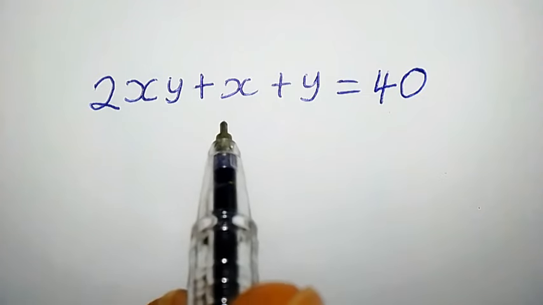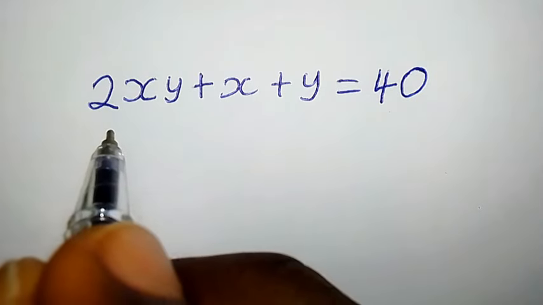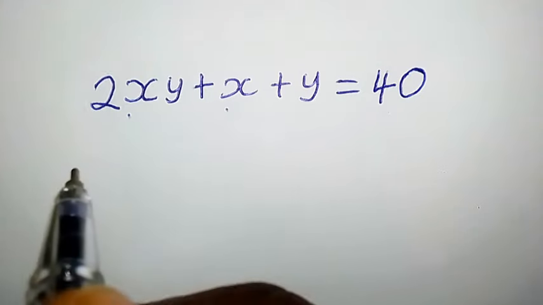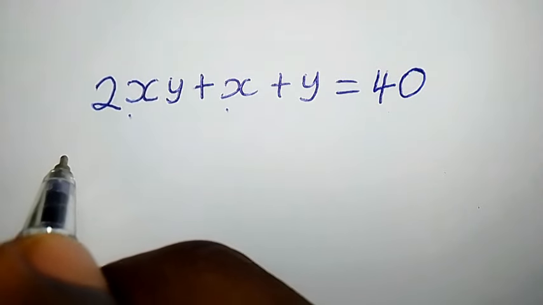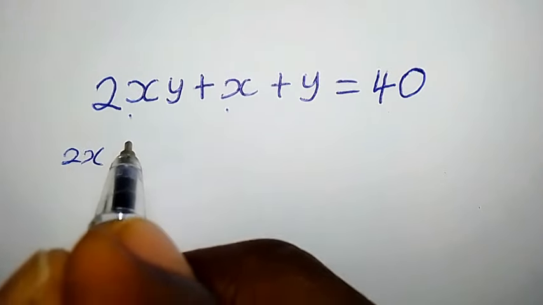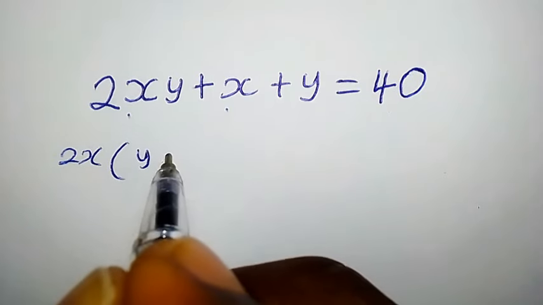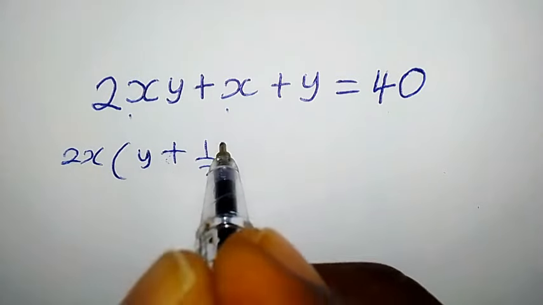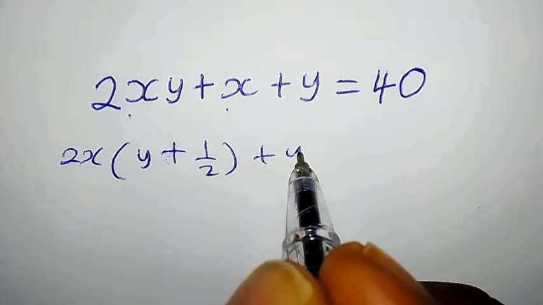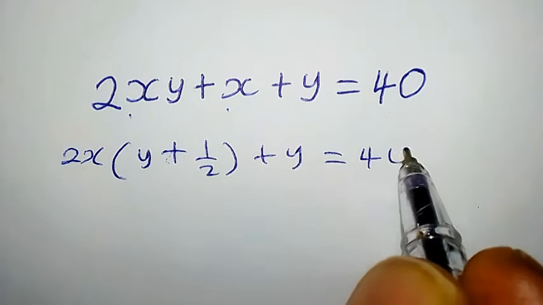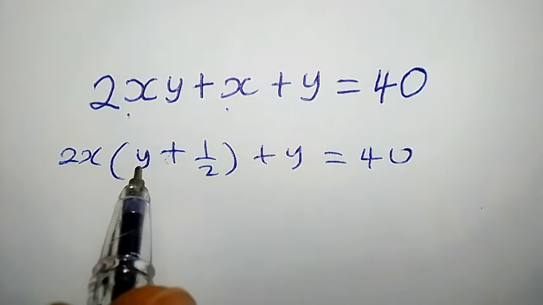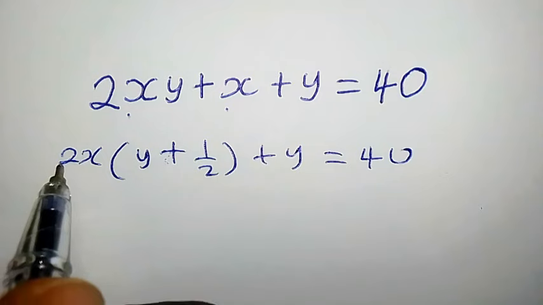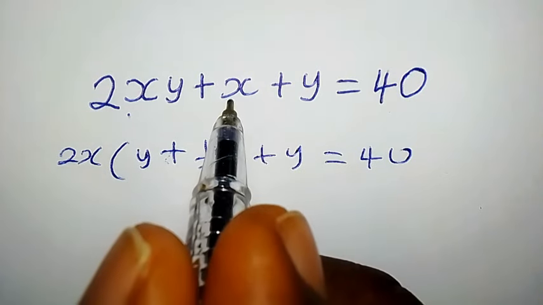How do we find the value of x and y? It is possible to factor out 2x from these two terms. So we have 2x into (y plus 1 over 2) plus y equal to 40. That is 2x times y, that is 2xy. 2x times 1 over 2 is simply x.